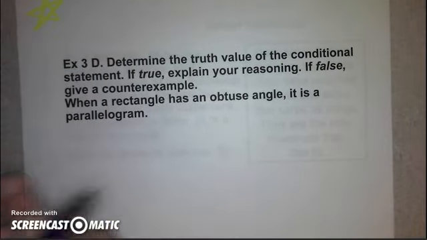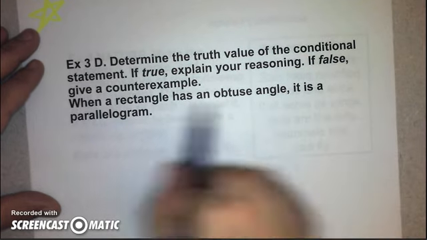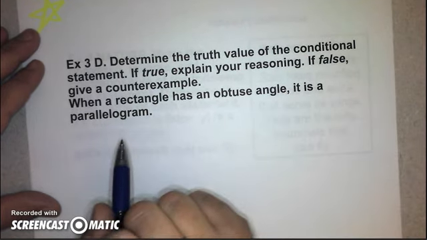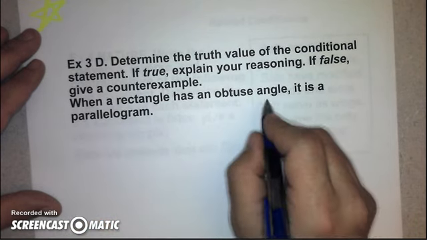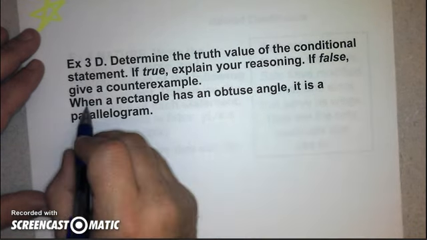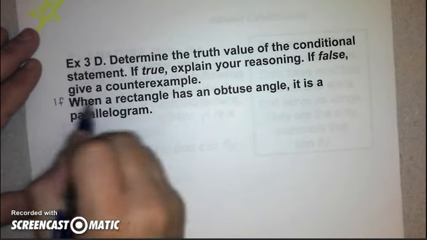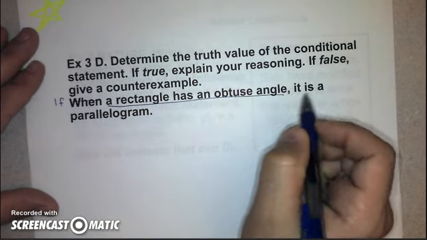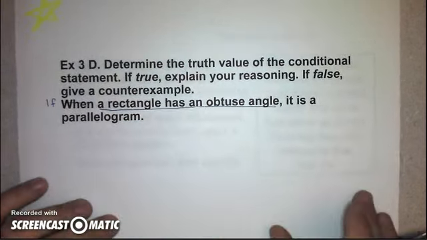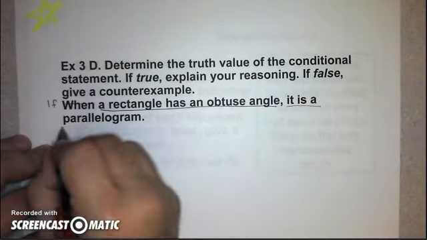Okay, the next part, we're going to do the same thing. We want to determine the truth value of the conditional statement. If it's true, we want to explain our reasoning. If it's false, give a counterexample. So, when a rectangle has an obtuse angle, it is a parallelogram. When, or we could also replace that with the word if, a rectangle has an obtuse angle. So that is the part that becomes our hypothesis. Okay, and our conclusion is that it is a parallelogram.